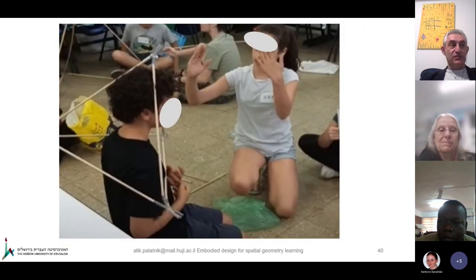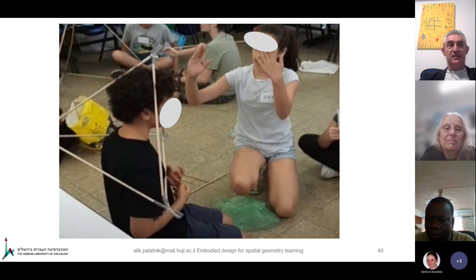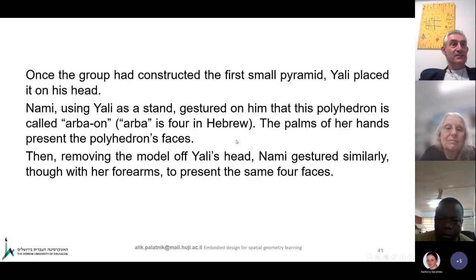First of all, they constructed the first structure, and the boy put this. And the girl is trying to explain why this is called tetrahedron, because in Hebrew we also have a special word for this. Arbaon, arba is 4, and she is gesturing the faces. Once one group had constructed the first small pyramid, Yali, his name put at the head, she used Yali as a stand and gestured on him that the polyhedron is called Arbaon. The palms of your hands present the polyhedron's faces.